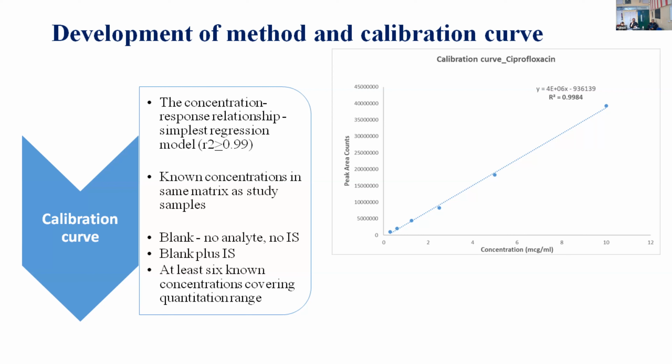After running these samples, we get the AUC, and we plot this AUC against the concentration and generate a simple linear regression model. Once the linear regression model is developed, we check the R square. If R square is greater than or equal to 0.99, we can say our method is okay, and we can go for further validation and testing.